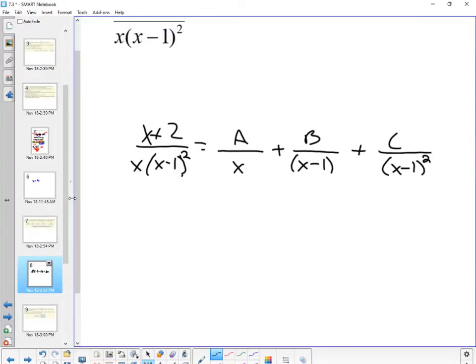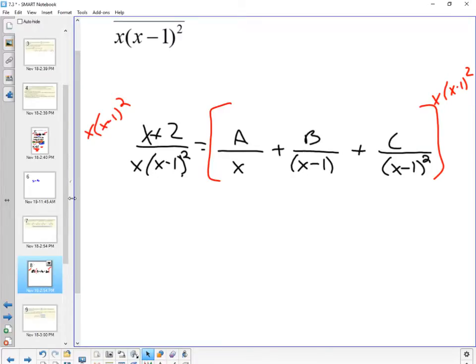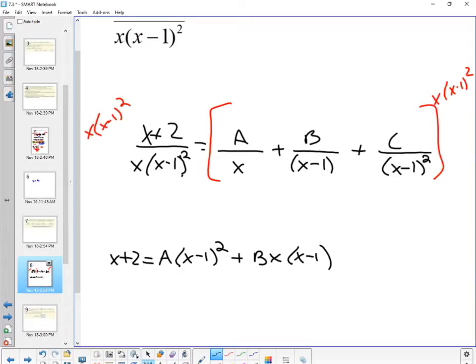All right. What are we doing at this point? Same as before. We're going to try to get rid of this denominator. We're going to multiply both sides by x minus 1 quantity squared. So all of this will get multiplied by x times x minus 1 squared. So I've got x plus 2 is equal to a times x minus 1 squared, correct? Plus b times x times x minus 1. And finally, plus c times x.